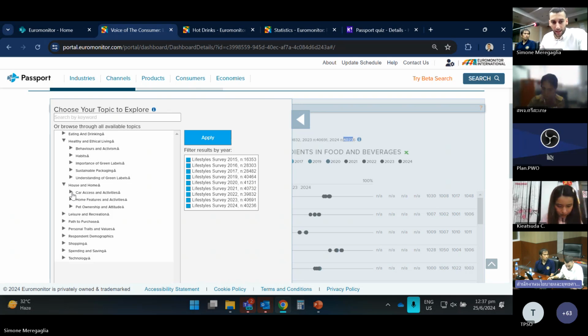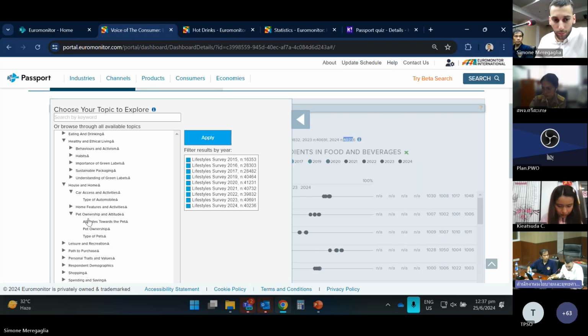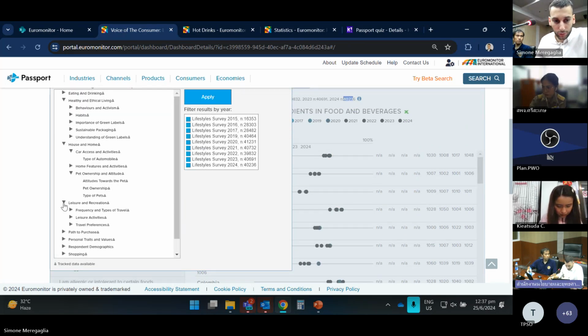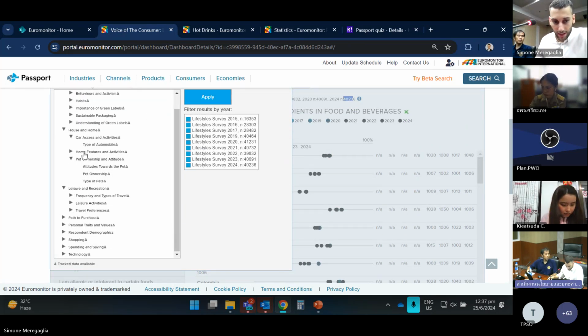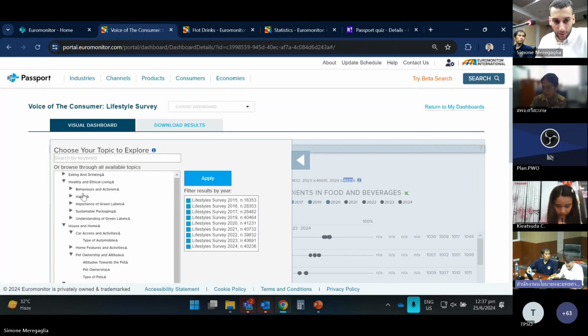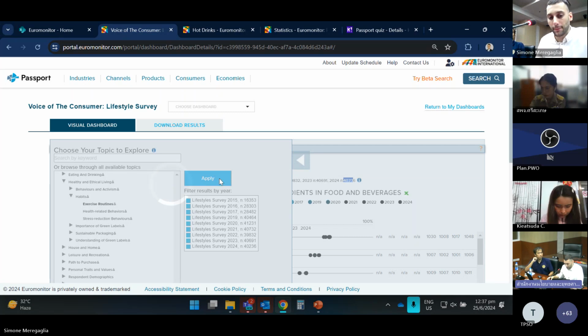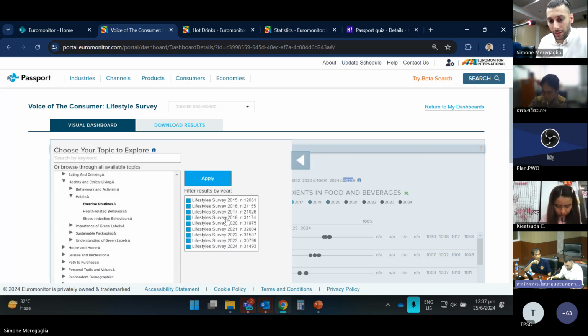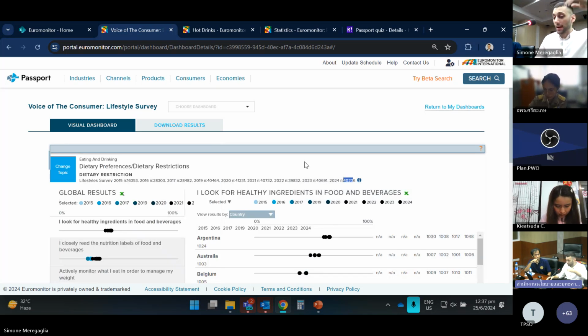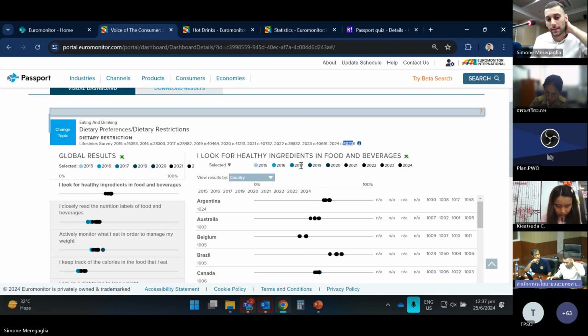House and home. Do they have access to a car? What type of car? Do they own pets? What do they do for leisure, to relax? All this information we have, and you can select it, okay? But you just click on something like exercise routine, and then you click on apply. And you see here the survey samples. There is 2015 all the way to 2024. So we have been running these surveys for almost 10 years.